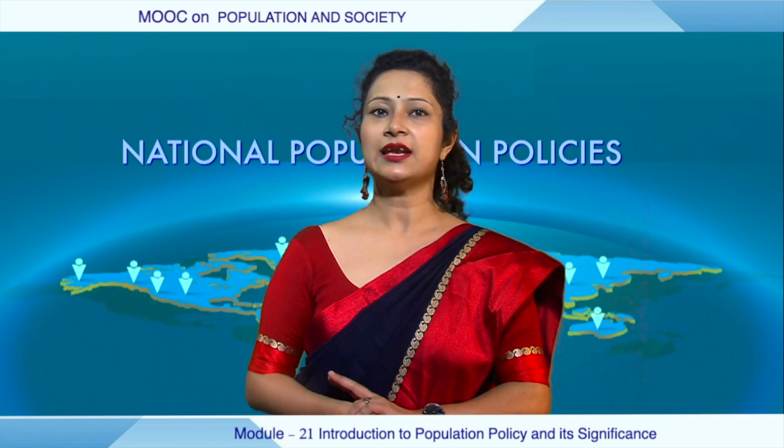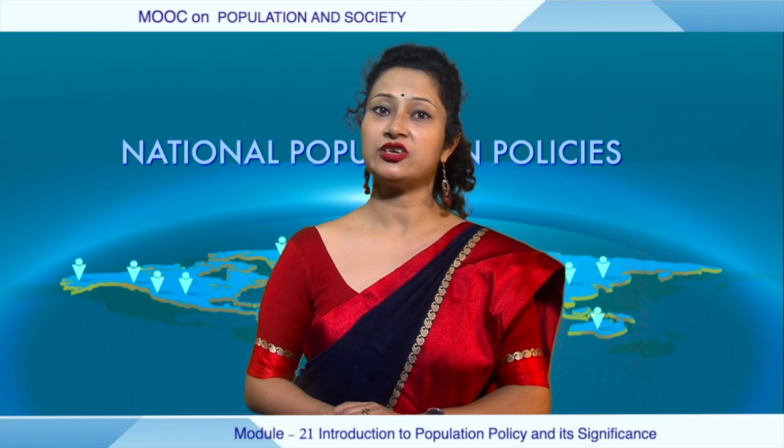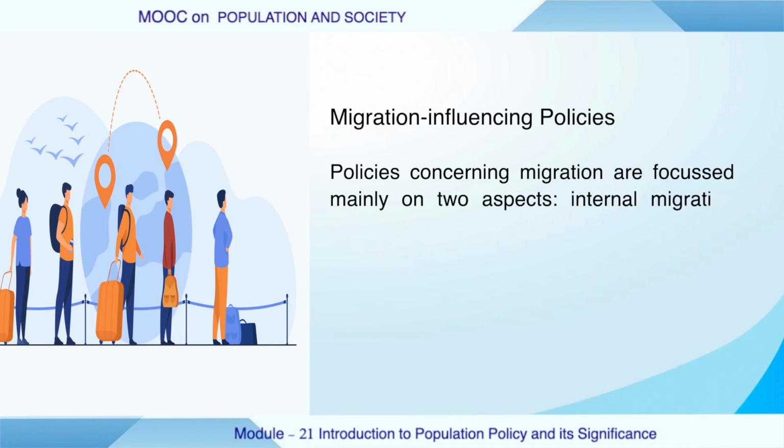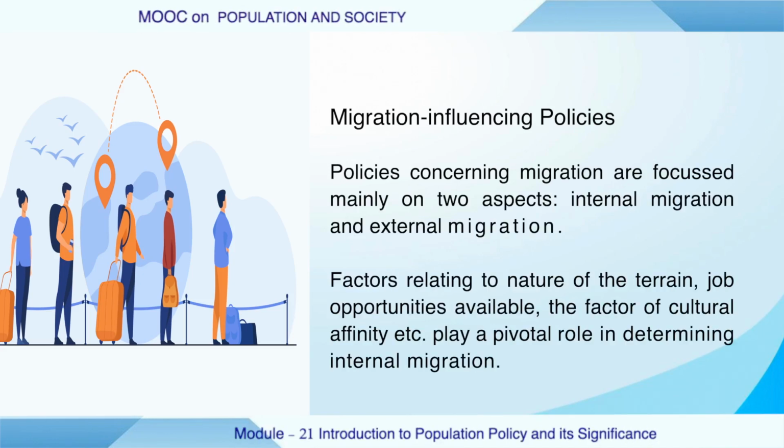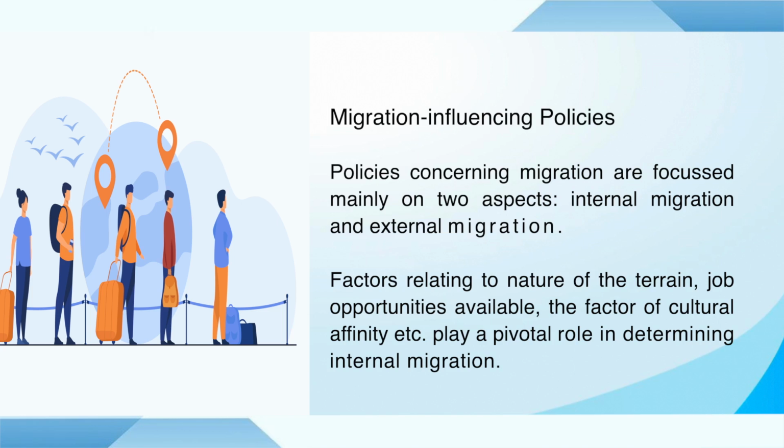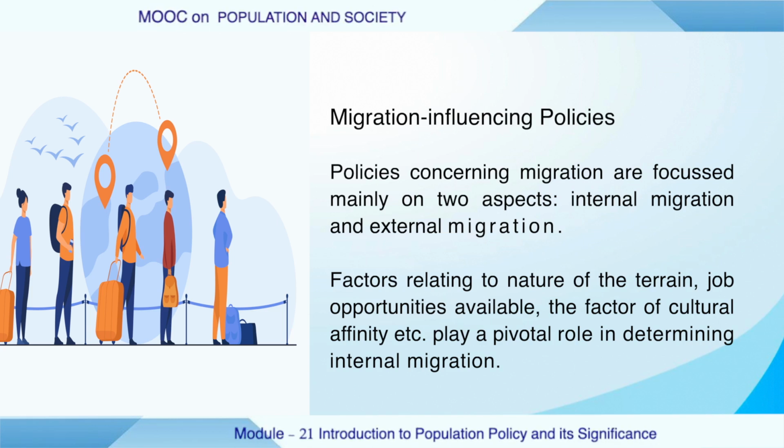So coming to the second type of policy, which is migration influencing policy, these are policies which are concerned about migration and are focused mainly on two aspects: internal migration and external migration. Some factors relating to these may be the job opportunities available, the nature of terrain, and the factor of cultural affinity, and these play a pivotal role in determining migration.